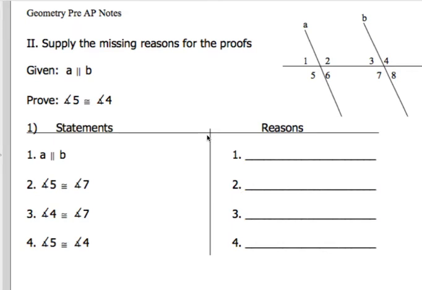Okay, here is a little bit more involved proof, but I do want to just mention that this proof could actually be done in 2 steps, depending on the route that you take. The way that we have done it here, we're going to have 4 steps and we'll have 4 reasons to go with those steps. But I do want to mention that 5 and 4 are alternate exterior angles, and so we could use the alternate exterior angles theorem that says if lines are parallel, then alternate exterior angles are congruent, and do this in 2 steps.